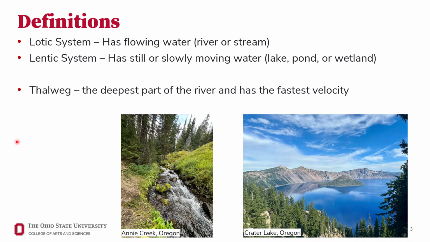Something cool about Crater Lake is that it's the deepest lake in the United States, and it's unique in that it doesn't have any stream inlets or outlets. The next definition on this slide is the thalweg, which is defined as the deepest part of the river, as well as the part of the river that has the fastest velocity.